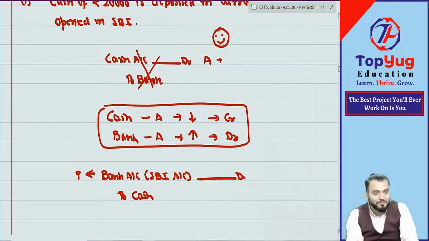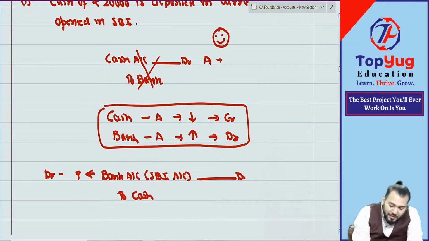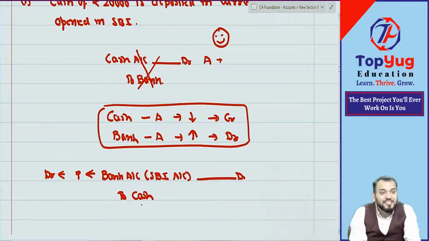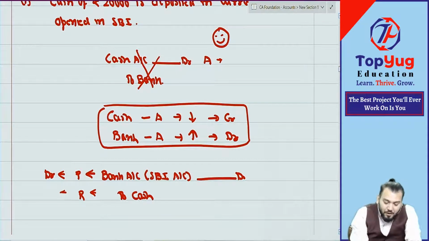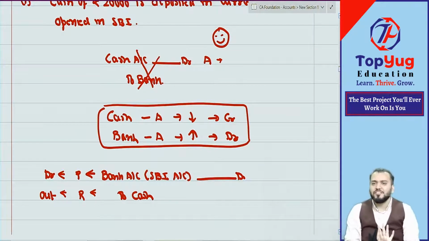Now what is the rule? Personal account: debit the receiver, credit the giver. So tell me, in this is the bank receiving or giving? So it becomes debited. Debit the receiver. Cash is which account? A real account. Cash is coming in or going out? Going out. Understood? Very simple transaction we are doing.